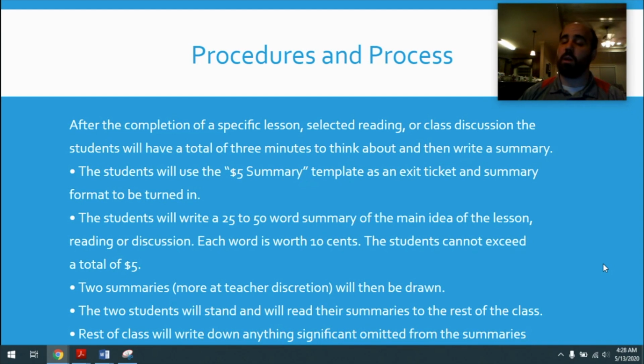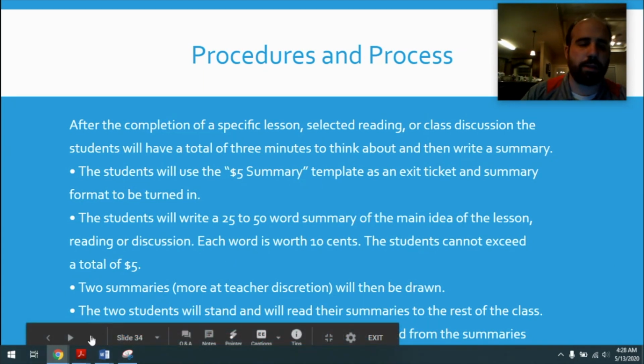And then when you turn it in, not only do you have their summary, but you have their thoughts of listening, and you're again reaffirming that knowledge of the lesson or the reading or the discussion that day. And I think that's a really cool tool. So many ways you can use it in your class on a daily basis.